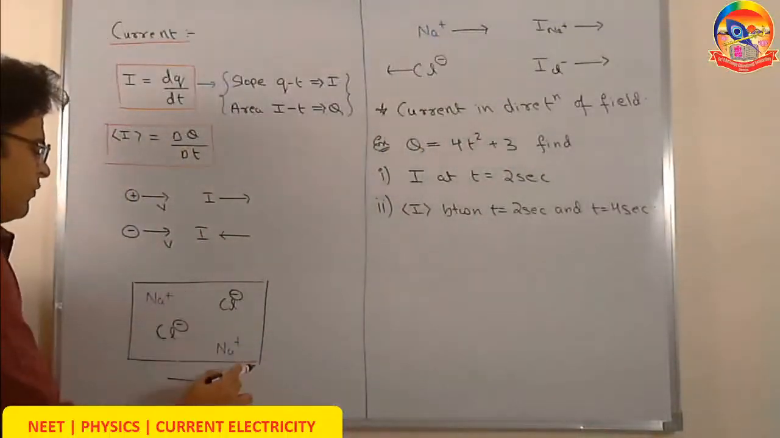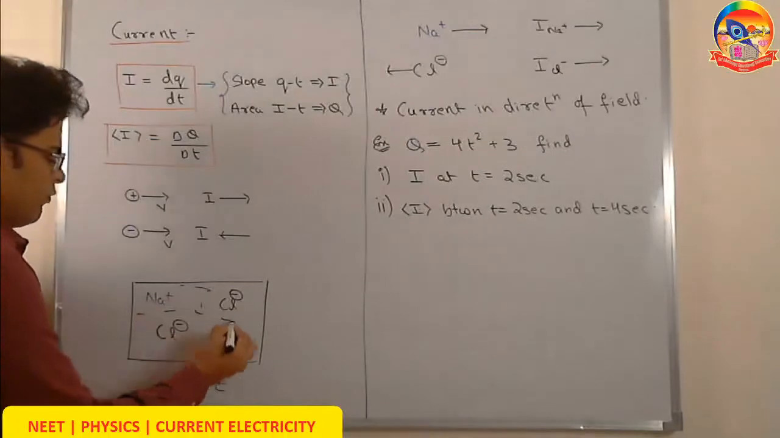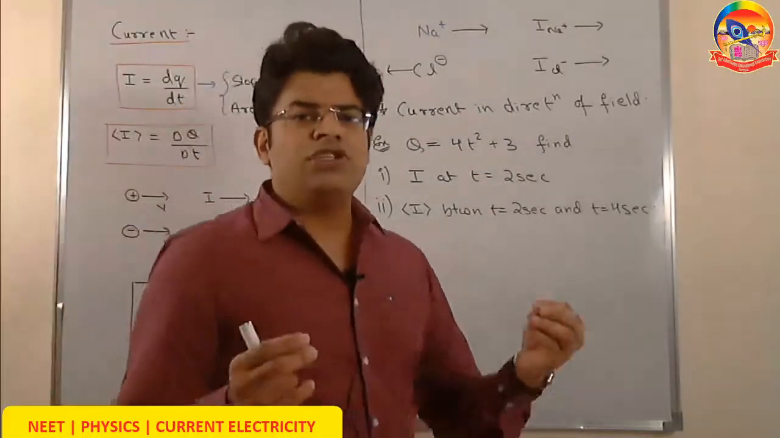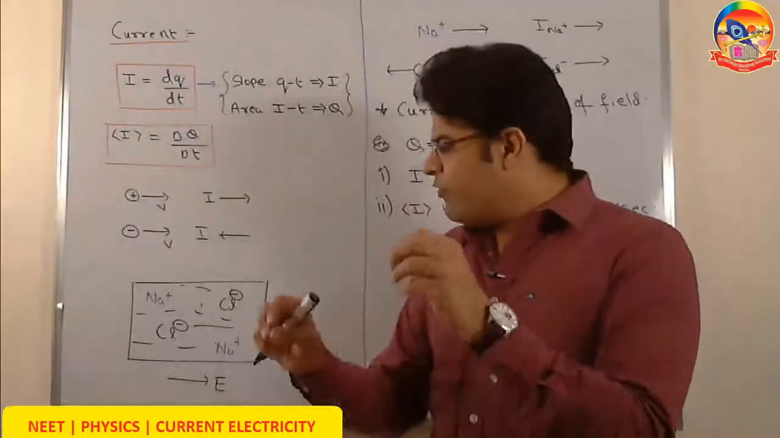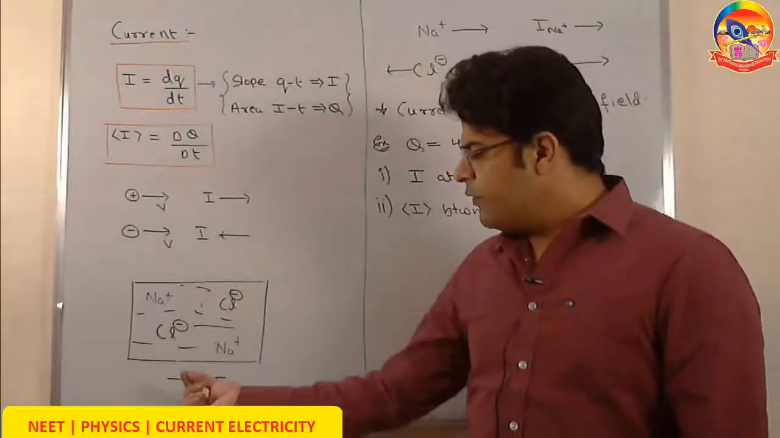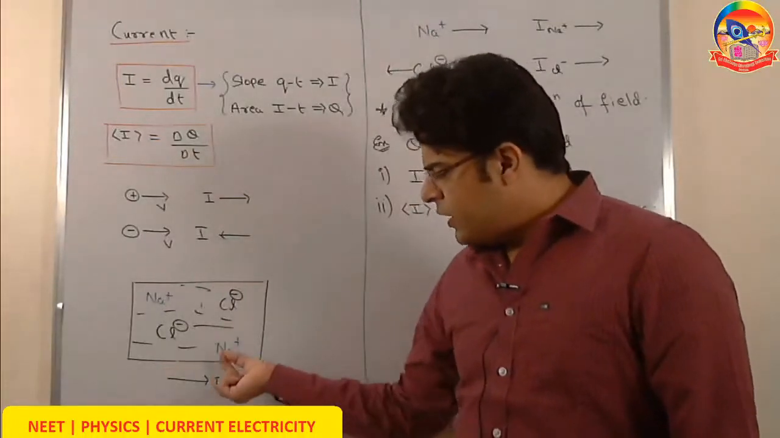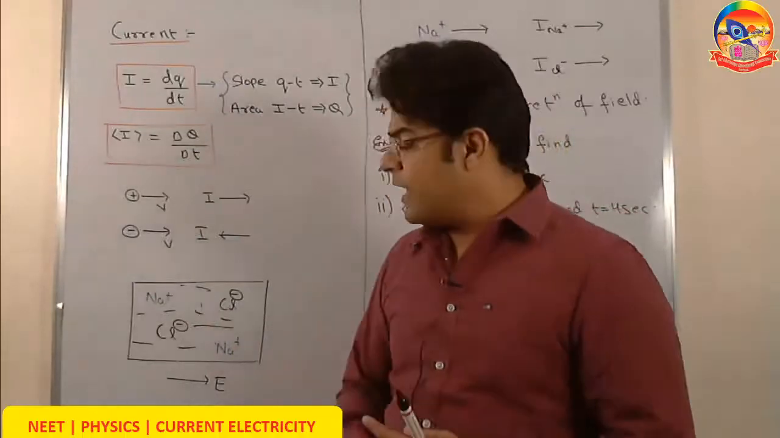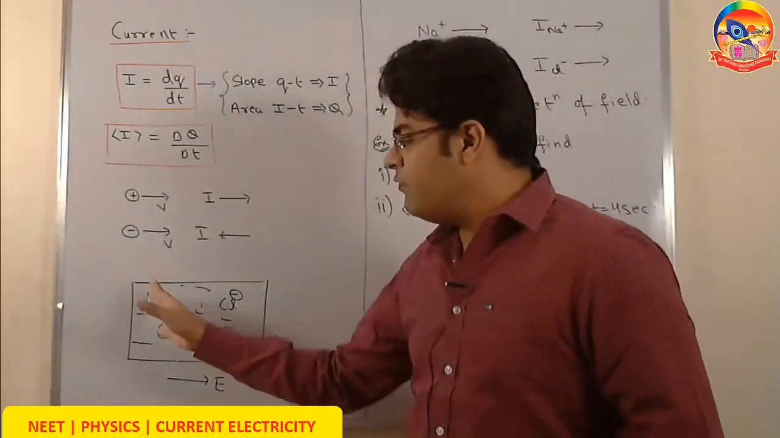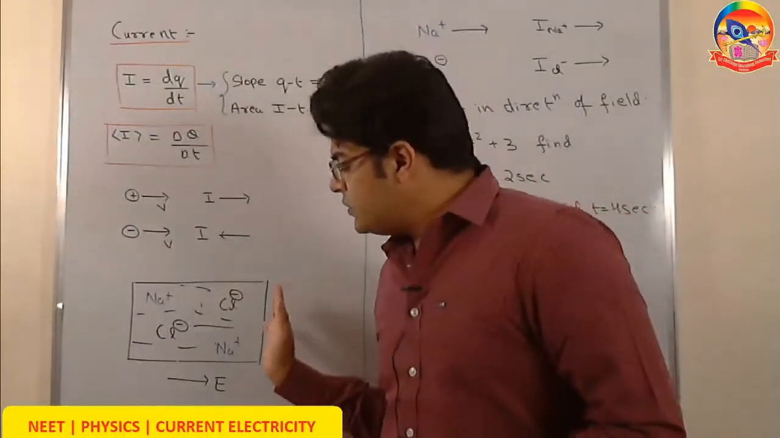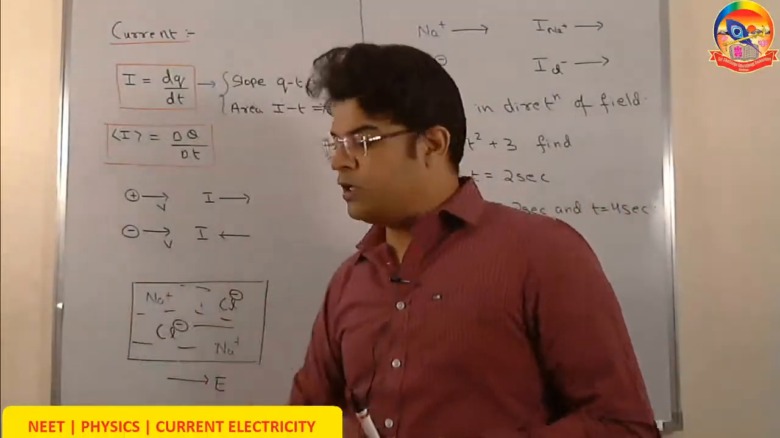Let's say you have a container in which you have got water and then you added salt, NaCl. Now as soon as you add salt into water, it breaks down into sodium plus ions and chlorine minus ions. If an electric field is applied towards right, let's say, the positive ions, being positive in nature, will experience a force in direction of field and will start moving towards right. The negative ions will experience a force in direction opposite to field and will start moving towards left.